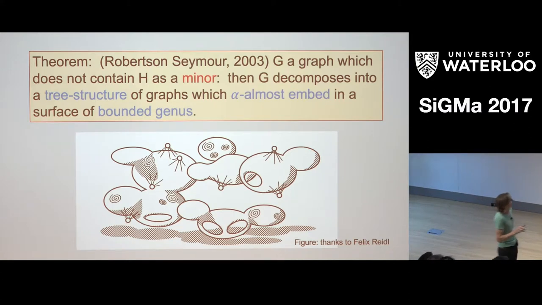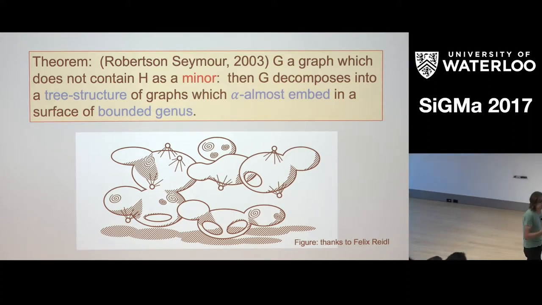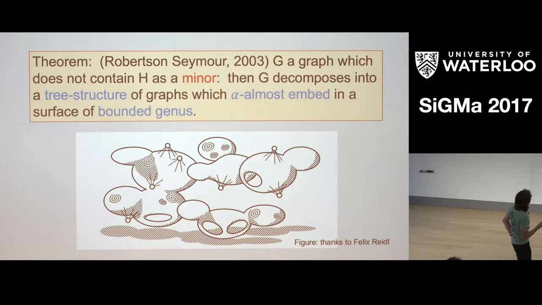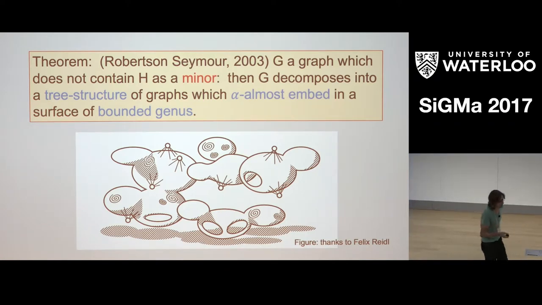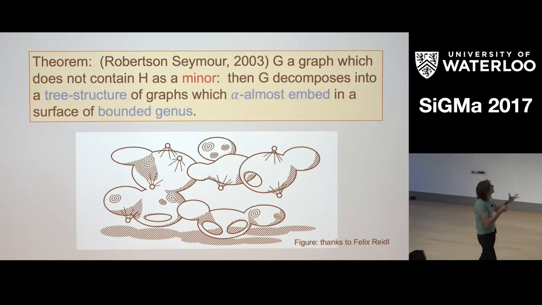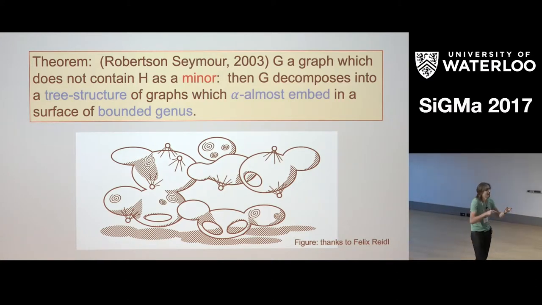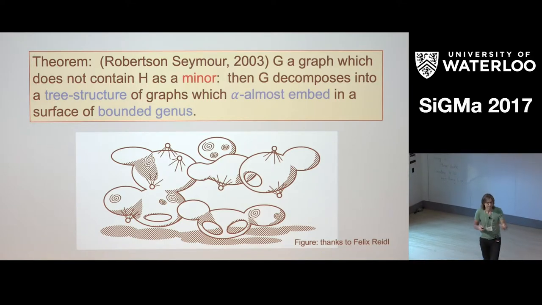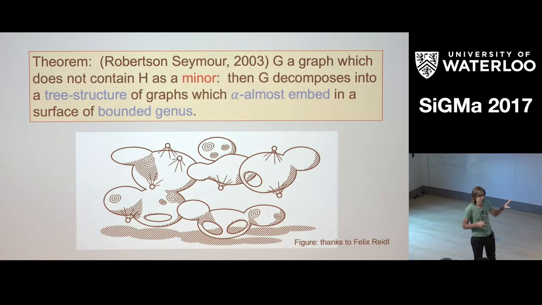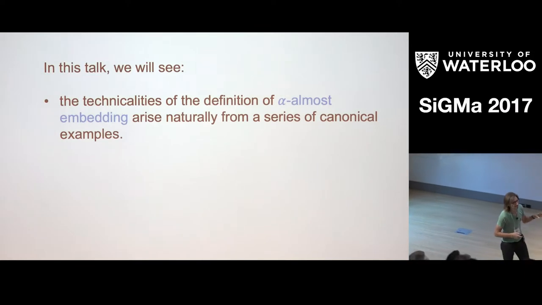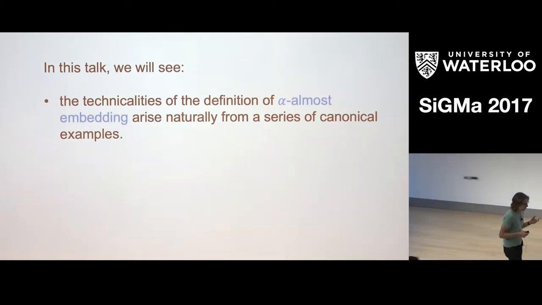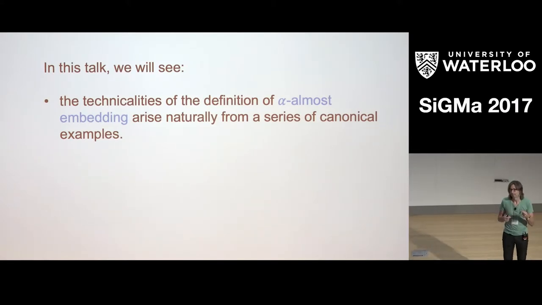What it says is that if I have a fixed graph H, and I exclude that graph as a minor, then any graph G which doesn't contain H as a minor decomposes into a tree structure of graphs, which alpha almost embed in a surface of bounded genus. It's a complicated technical statement. The version I've put here is purposely very hand-wavy, because, at least personally, I find it much easier to remember the examples that give rise to the technicalities than to try to remember just the technical definition itself.